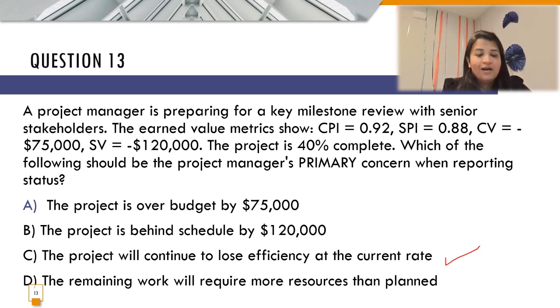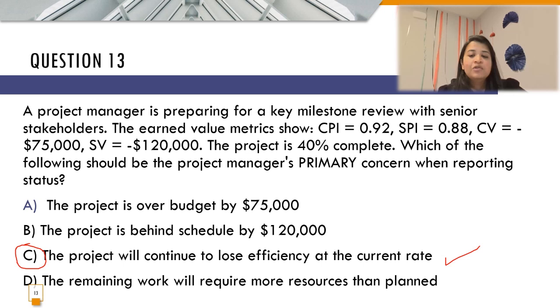Now, why option C and not the other options? Options A and B typically state the information given in the question. That means the project is over budget by $75,000, and the project is behind schedule by $120,000. No, we are supposed to identify the primary concern.